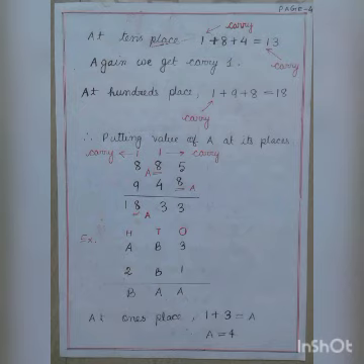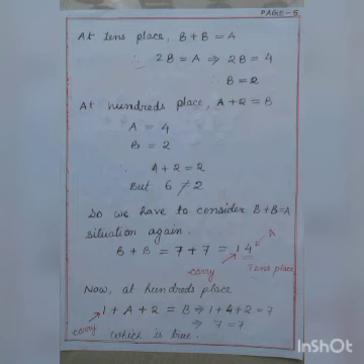Now let us check with another example. AB3 plus 2B1 is equal to BAA. At ones place, we have 1 plus 3 is A. Therefore, A is equal to 4. Tens place, B plus B is A. Therefore, 2B is A. Therefore, 2B is equal to 4. Therefore, B is equal to 2.